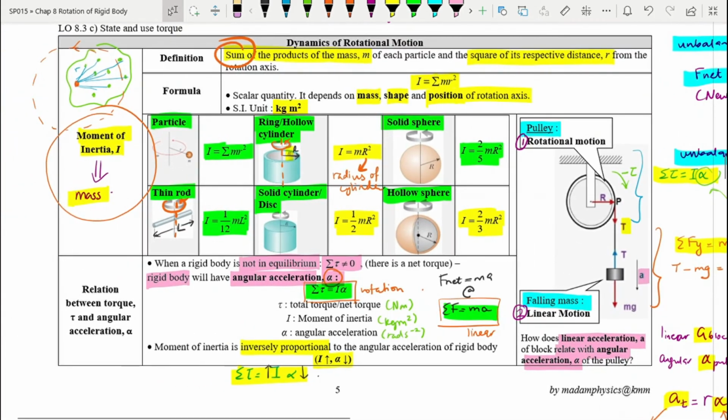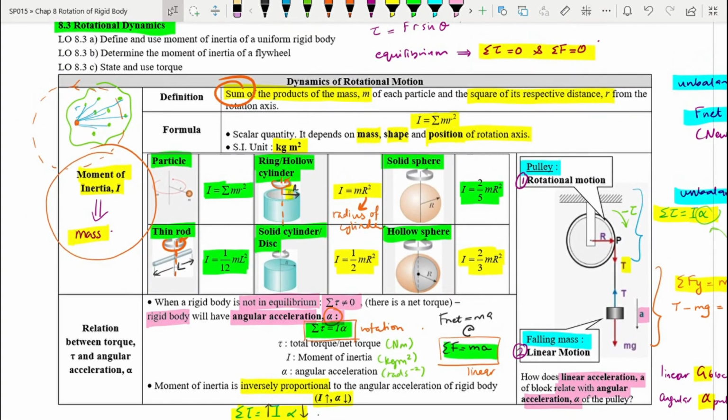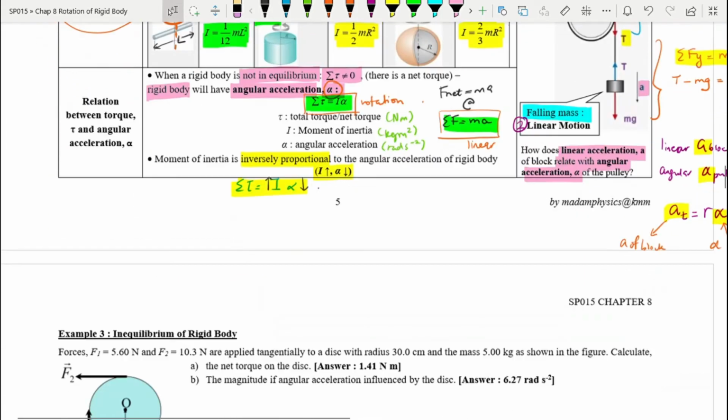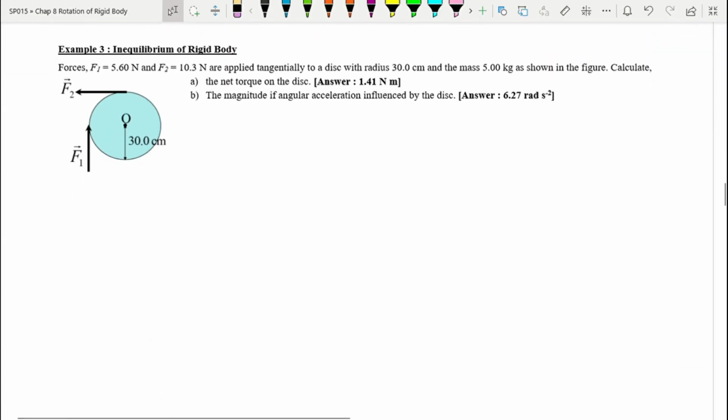Maksudnya, kalau dynamics ni, dia relate pada objek tu ada acceleration. Objek tu rotate with acceleration. Okay, that's what dipanggil sebagai rotational dynamics. Okay. So, kita tengok example 3 dekat bawah. Force F1 equals to 5.6 Newton and F2 10.3 Newton are applied tangentially to a disc with radius 30 cm and the mass 5 kg as shown in the figure.